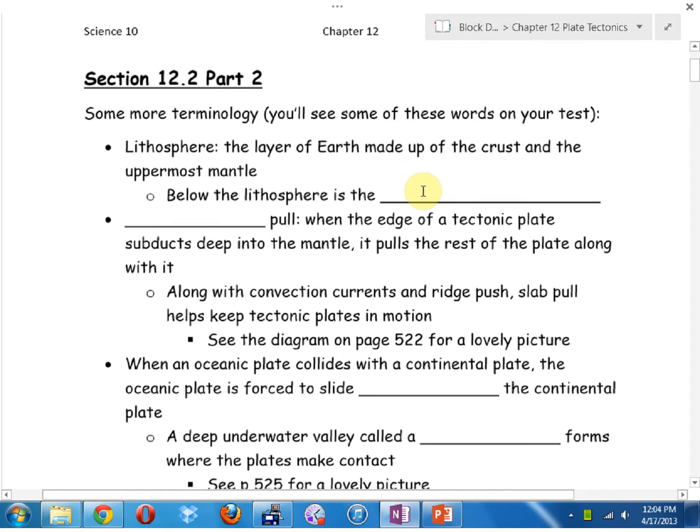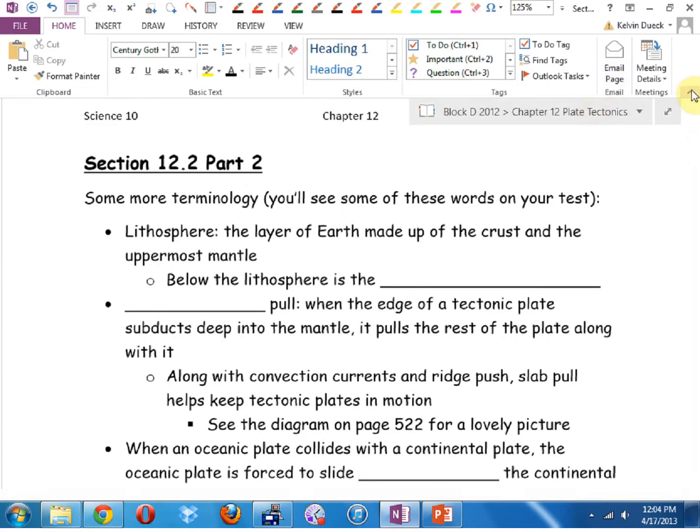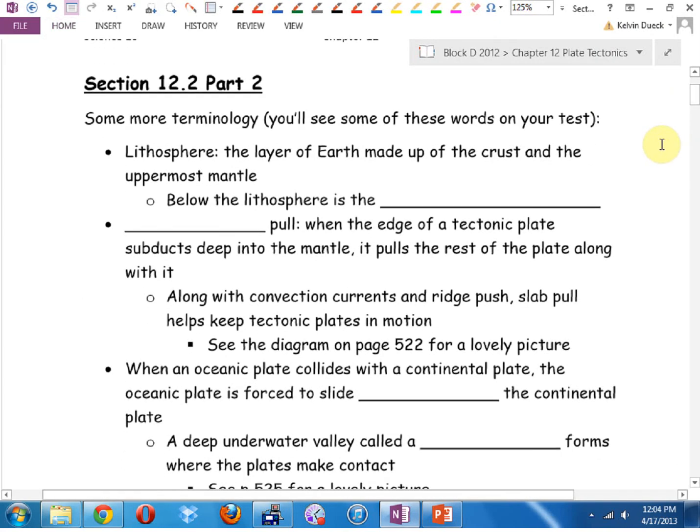Some more terminology. Why did I say I was covering these words? Because I said, I don't think I emphasized them enough, and you're going to see them on your test. So hint, hint. The first one here is what we call the lithosphere. I think I mentioned the word, but I didn't define the word last day.